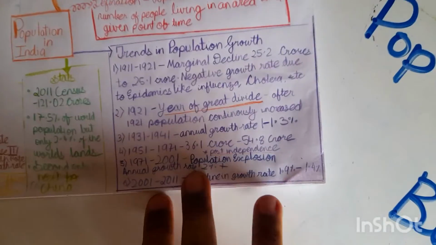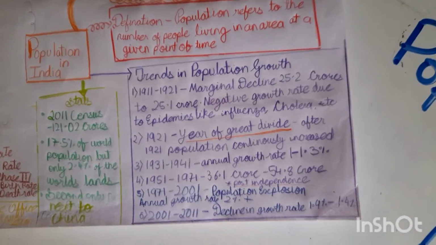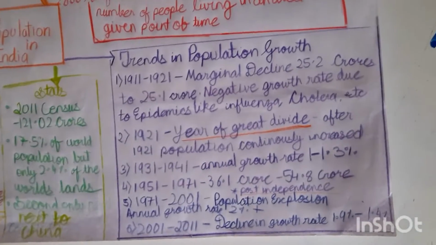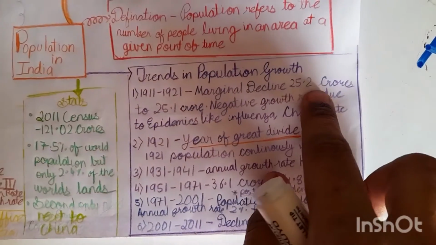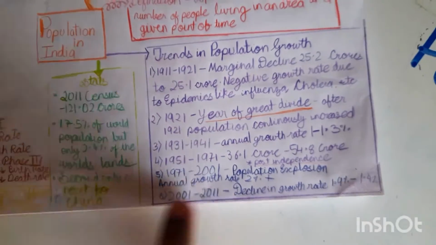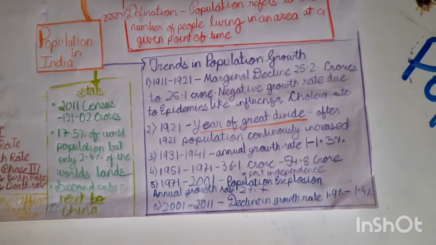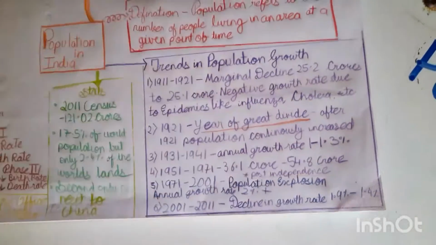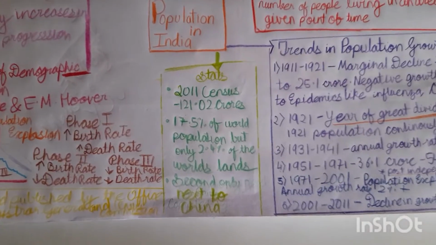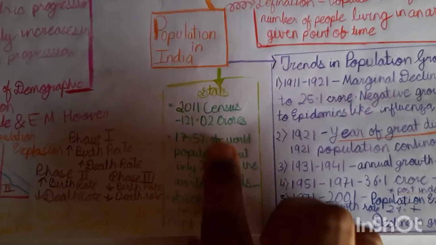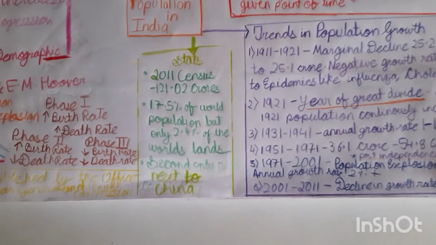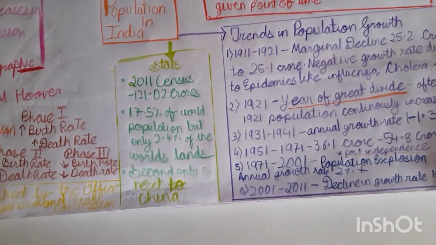The next topic which comes as important is the trends in population growth. I have written it as it is. I have just noted down the keywords, so that's all you need to learn. This is my point of view. Maybe you are someone who likes to learn it all. I just like to learn the keywords and frame my own answers. The next topic in the textbook is statistics from the 2011 census. We have to learn these figures. There is nothing much to understand here.